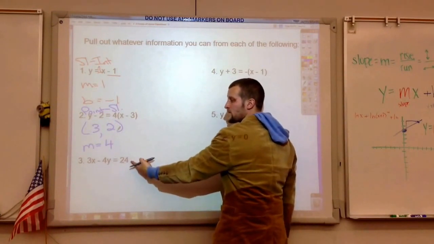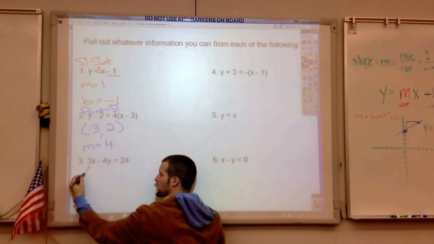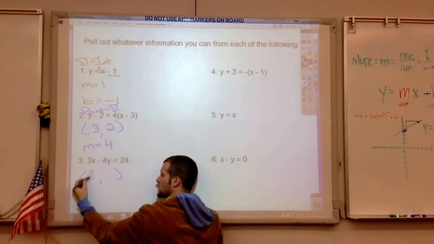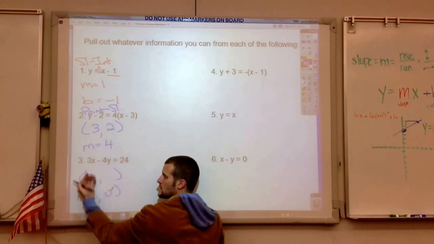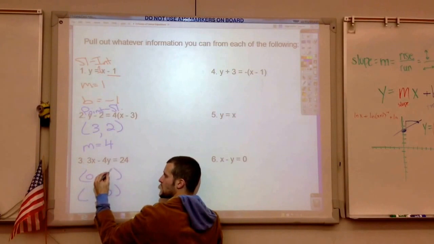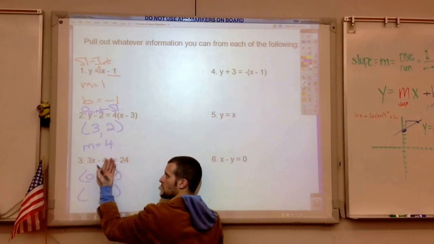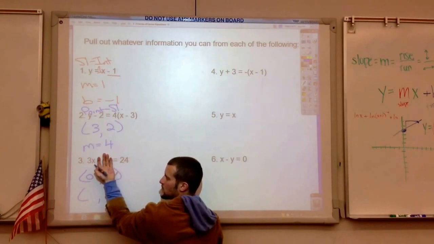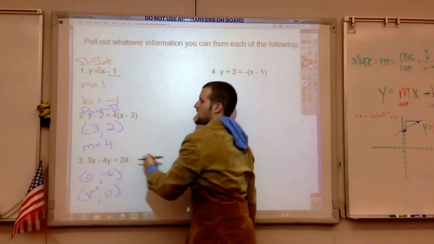Here I could solve for y and go to slope-intercept form. Instead, I'm just going to practice finding intercepts when x is 0, when y is 0. When x is 0, this goes away. 24 divided by -4 makes us -6. When y is 0, this goes away. And when I divide, 24 divided by 3 gives us 8. Those are our intercepts, and I could graph that line.